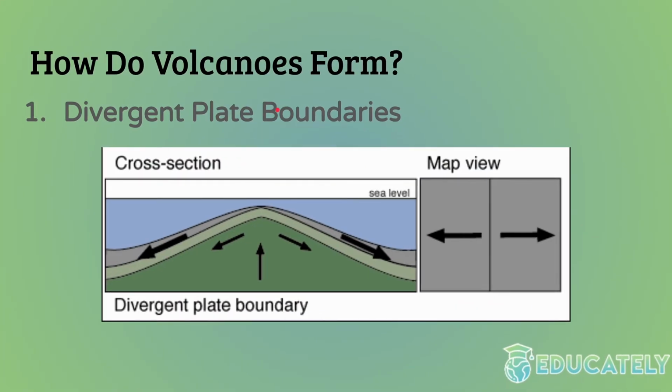So how do volcanoes form? The first way they form is from divergent plate boundaries. This isn't how mountains form. This is unique to volcanoes. But basically, you have two tectonic plates that move away from each other. As you can see with this picture, they kind of just separate.